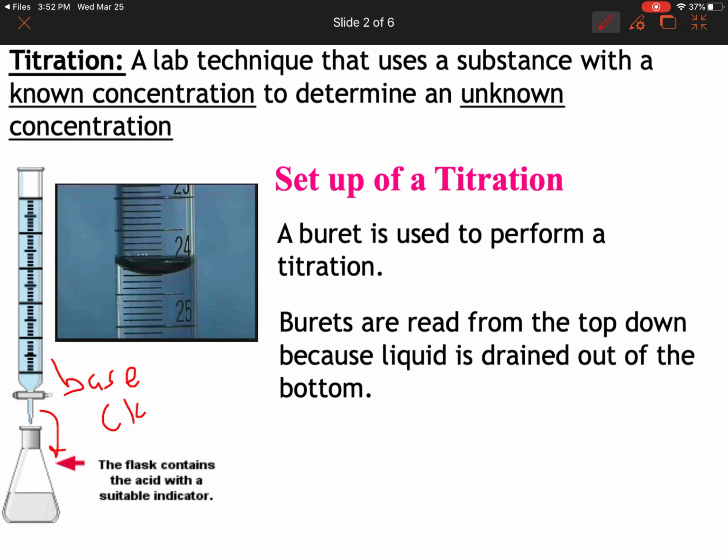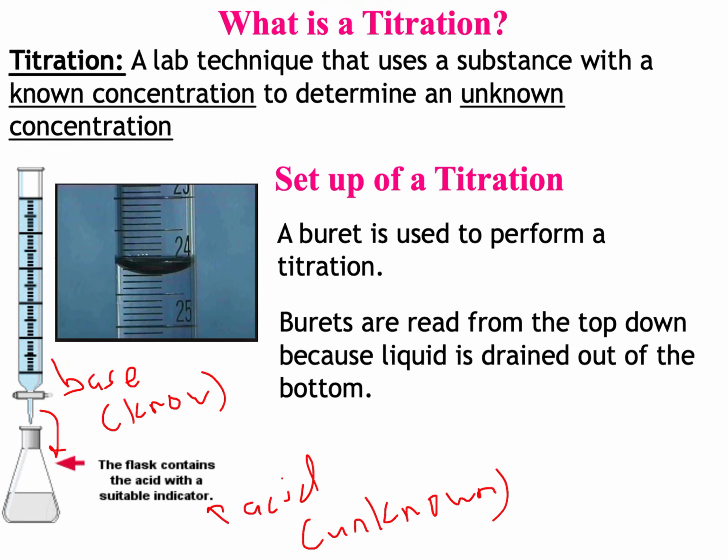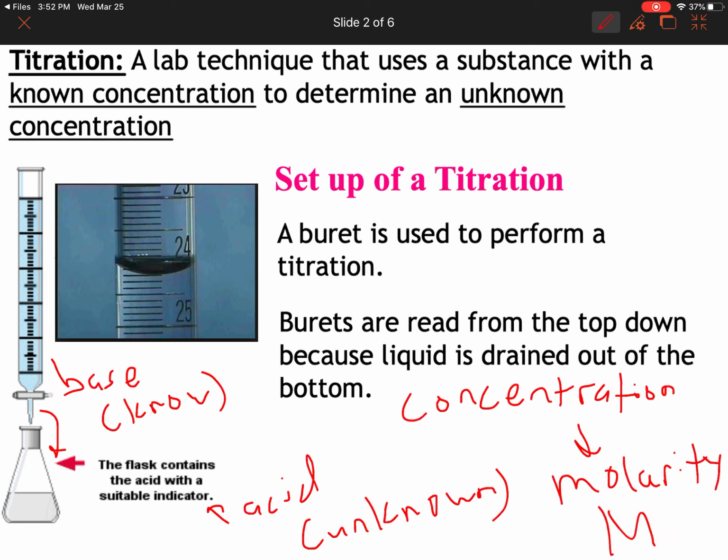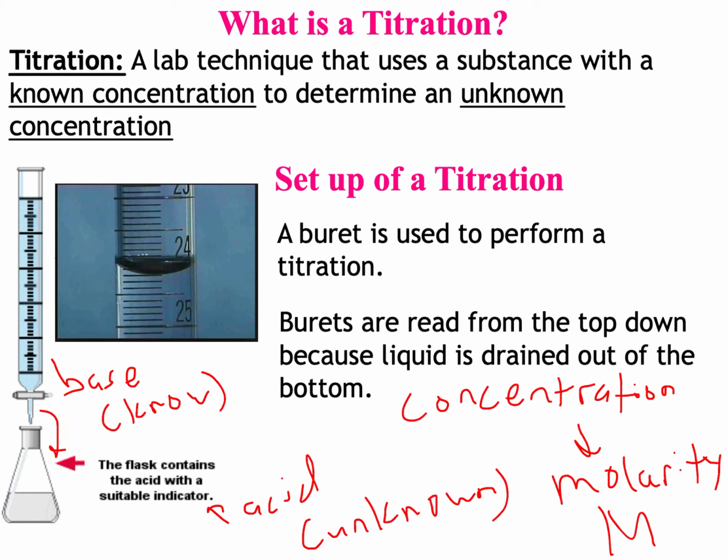Pretty much what you're doing is putting the base that's in the burette into the acid, and the base, you know the concentration. In this case, the acid is unknown. By using a very specific amount of base, which we know the concentration, and again, when I say concentration, don't get confused, all I mean is molarity, or big M. We know what the molarity of the base is, and we're going to empty it out into that acid with the indicator.